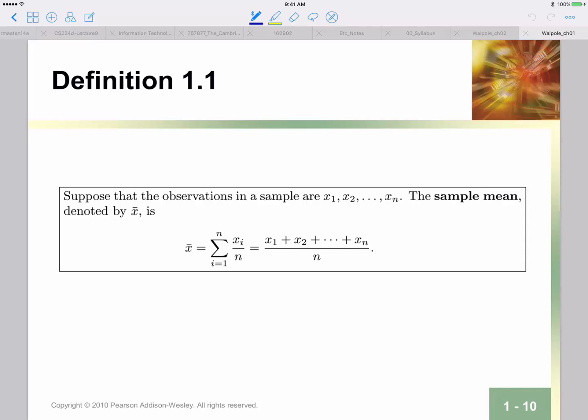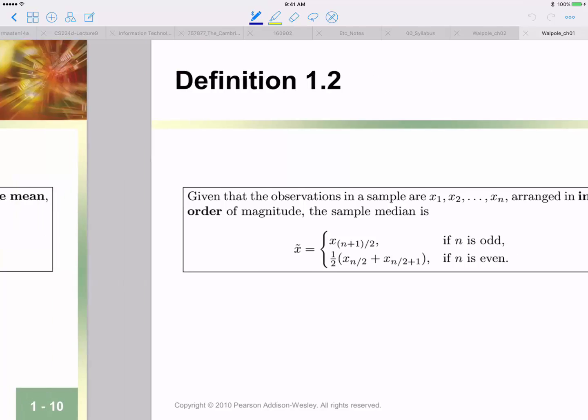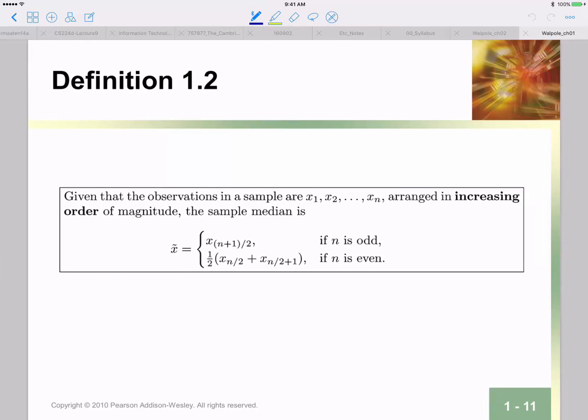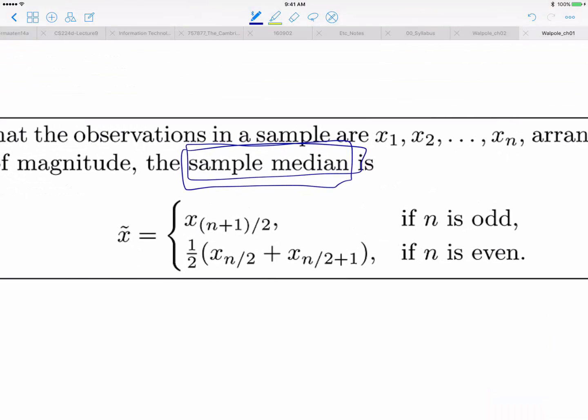Anyways, this is the definition of the sample mean. We have a measurement, and then we have the total number. Let's just focus on this definition, the notation. Usually the sample mean is denoted by putting a bar on top of the letter. And here, this is called the sample median. Do you know what the median is? In Korean, it's the middle value.